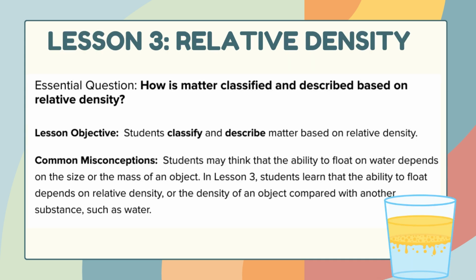Lesson 3 introduces relative density, or the idea that objects float or sink depending on how dense they are compared to water. A common misconception is that floating depends on size or mass alone, but students will test and discover that it's about how dense something is. This lesson includes fun hands-on tests using classroom items in water.